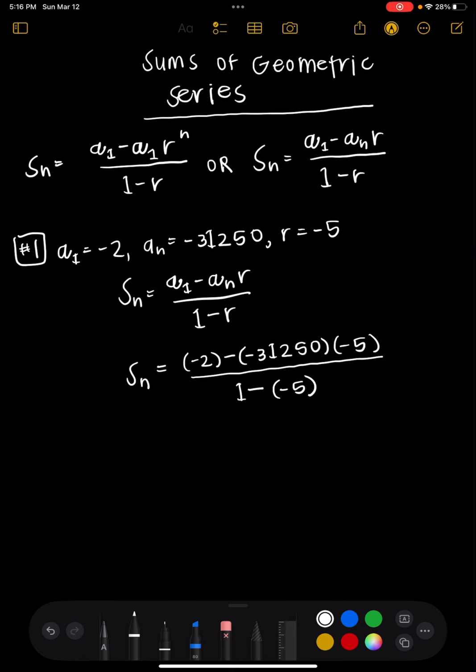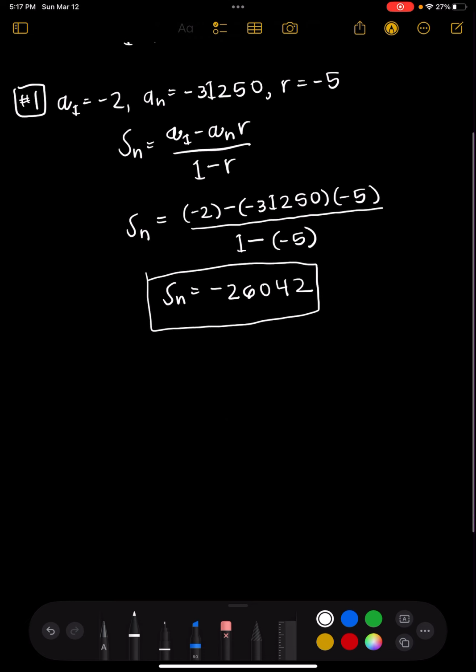Okay, now I'm going to plug all of that into a calculator, and I will get the S sub n, or the sum of all of those terms in between the first and the last term, plus the first and last term, is negative 26,042. So that's how we use one of those equations. Now let's look and see how we use the other equation.